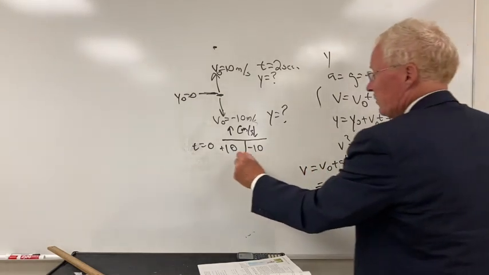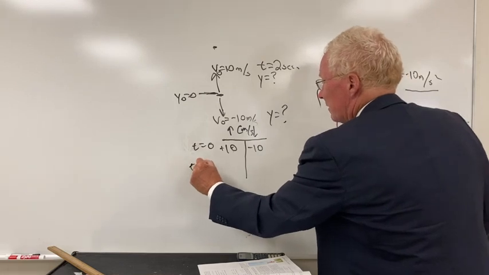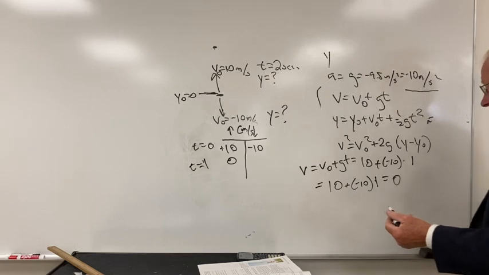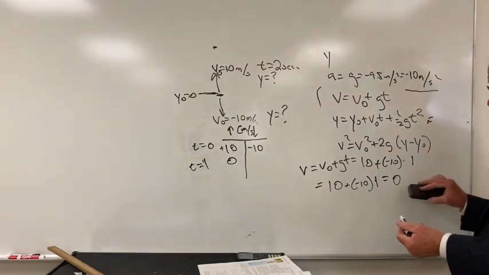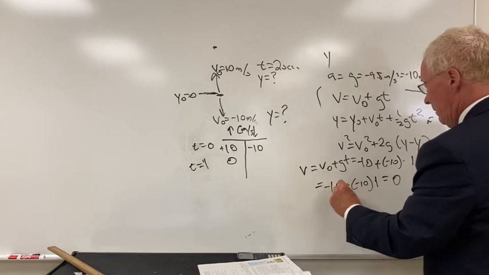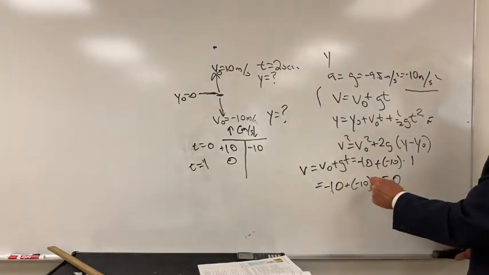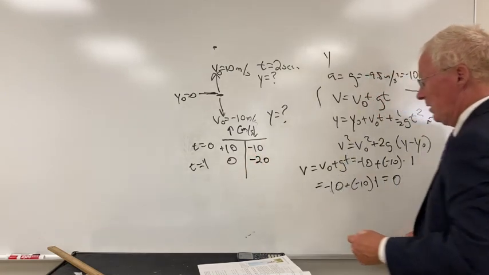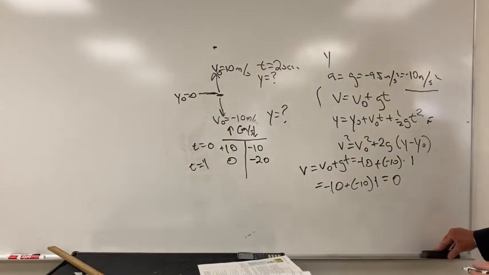All right, so for the first case, t equals 1 second. That would be 0. And for the other case, that would be minus 10 times plus negative, that would be negative 20 meters per second. All right, now let's say after 2 seconds, that's our next case.